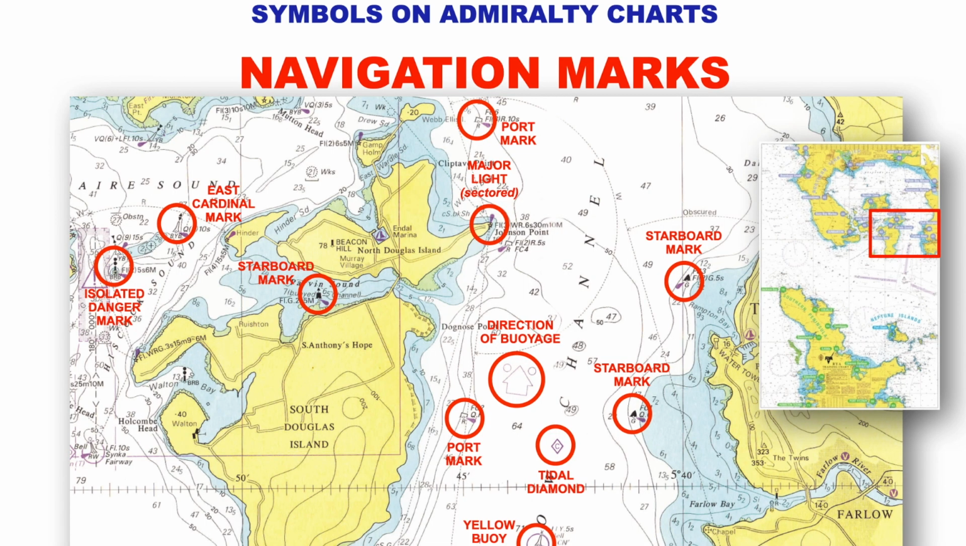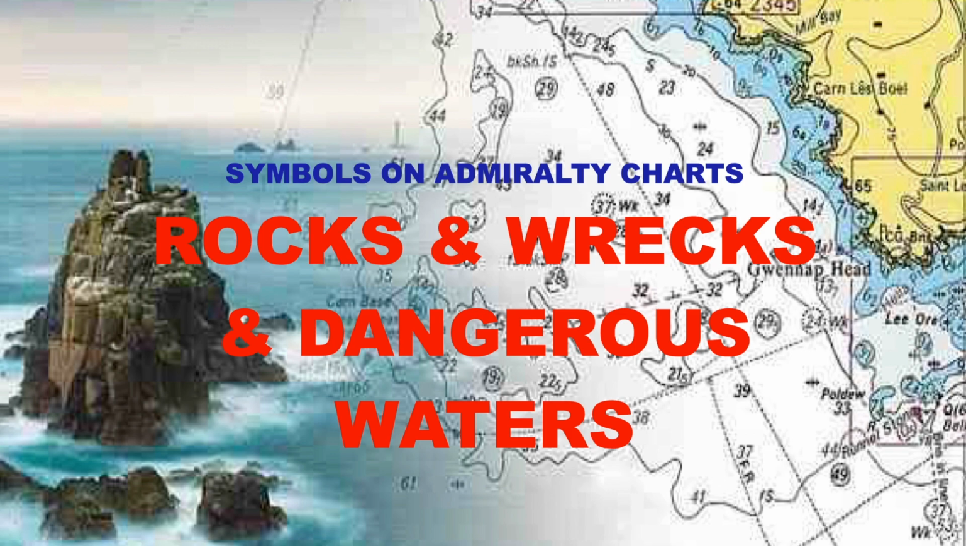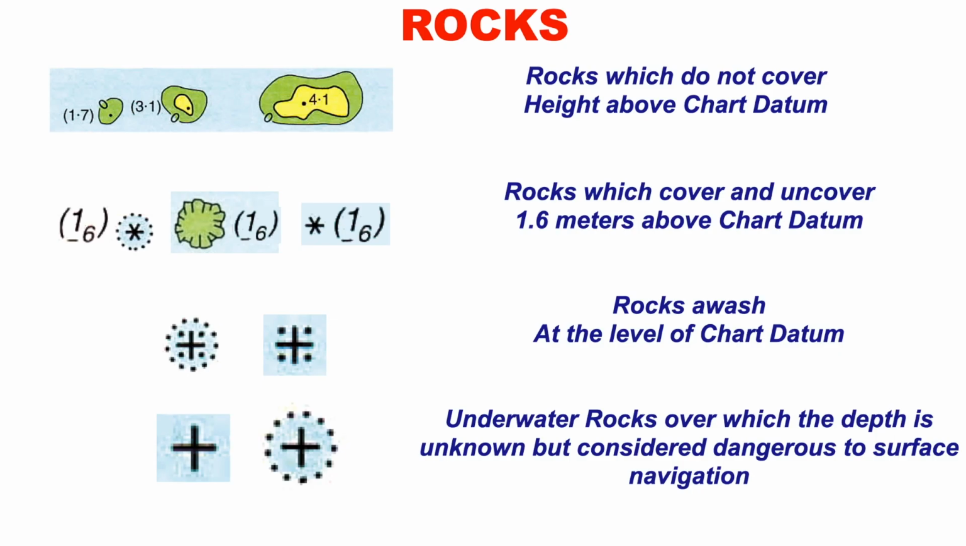On the chart, you will see navigational marks, and they'll be in detail, and we can look those up in the reference. Rocks and dangers are shown on your chart. So these are rocks. If it's yellow, it's always land. If it's green, sometimes land and sometimes water. If it's just on the surface, it's the cross with the 4 dots on.